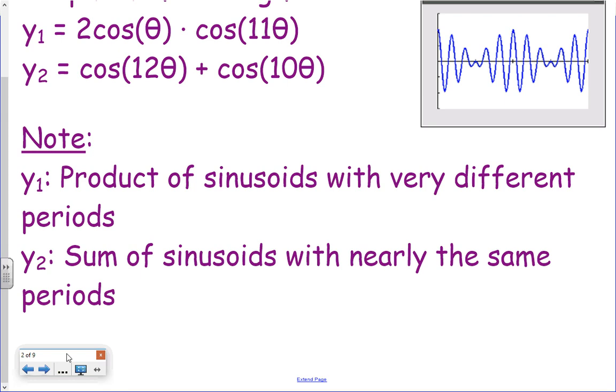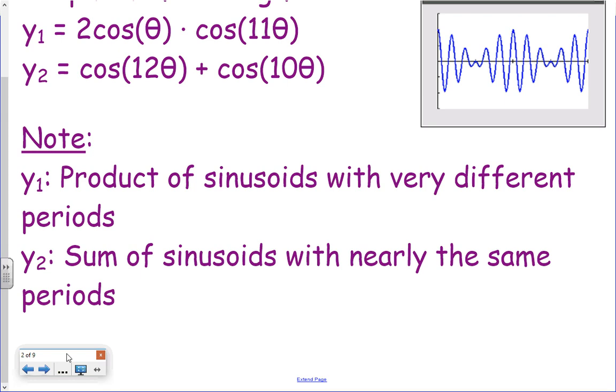And now I can see why, when I go to sketch those functions, whether it's a sum or a product, I would either be oscillating back and forth around that larger period function, or that larger period function would be enclosing that, or there would be the amplitude of that smaller period function if we were finding a sum versus a product there. But in y2, I've got two sinusoids that have very similar periods.